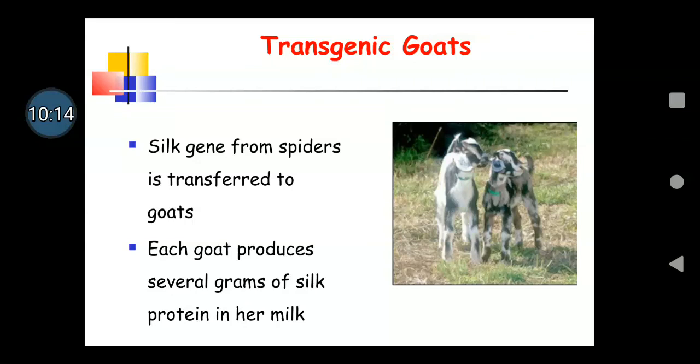But we have an alternate. Need not to modify the goat, because the goats are utilized for human consumption too. This gene can be incorporated into a bacterium for the harvest of silk gene, or it can be incorporated into silkworm, whereby it can produce larger quantity of the spider silk.